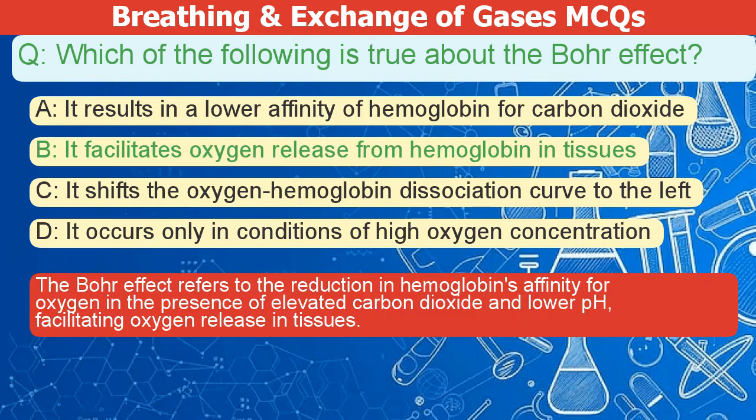The correct answer is B. The Bohr effect refers to the reduction in hemoglobin's affinity for oxygen in the presence of elevated carbon dioxide and low pH, facilitating oxygen release in tissues.